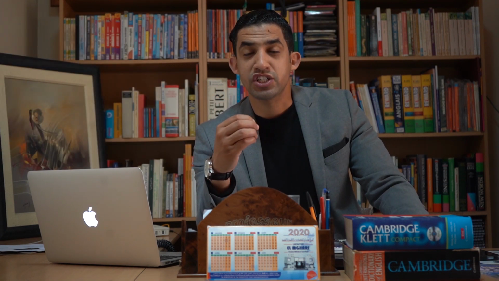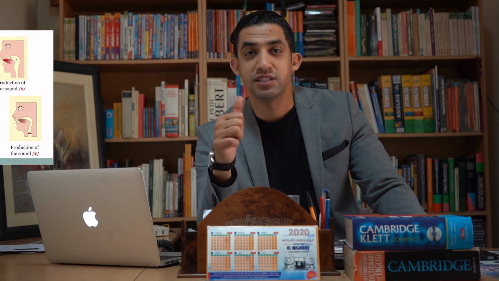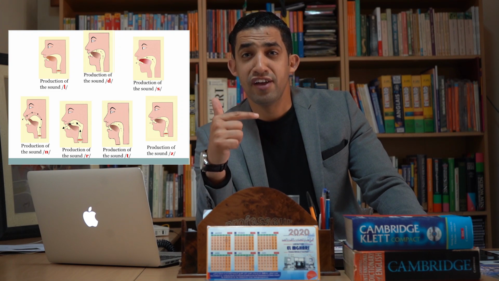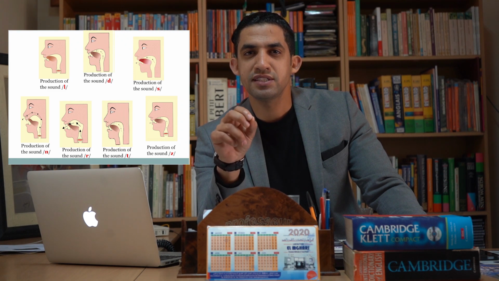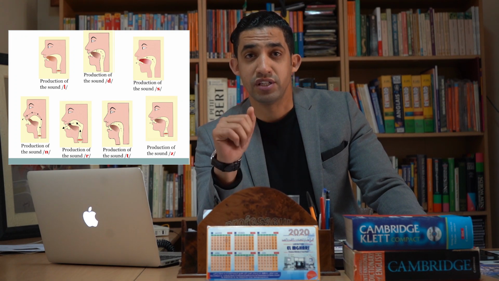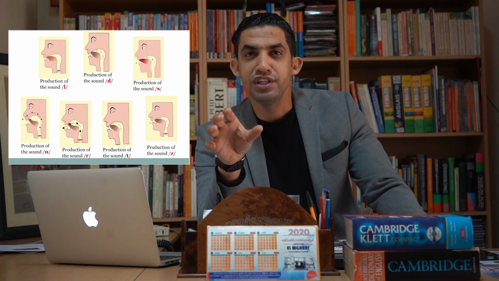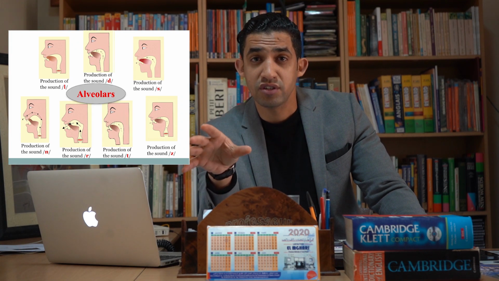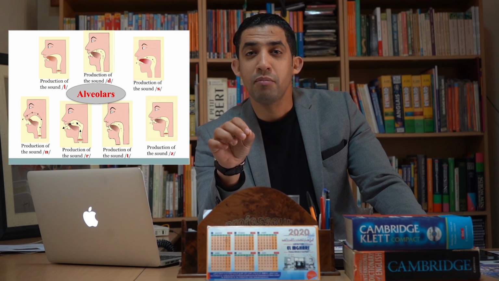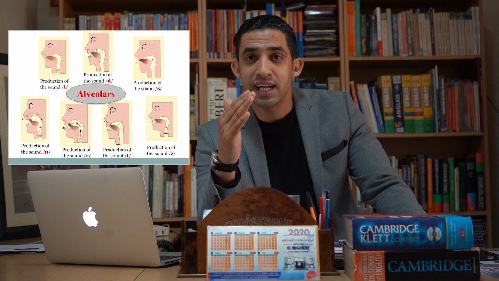Another place of articulation is the one behind the production of 7 consonant sounds: t, d, n, s, z, l, and r. In fact, in the production of these 7 sounds, the air is blocked by raising the tongue to the alveolar ridge. So that's why we call these sounds alveolars. So alveolars are consonants that are produced by blocking the air through raising the tongue to the alveolar ridge.